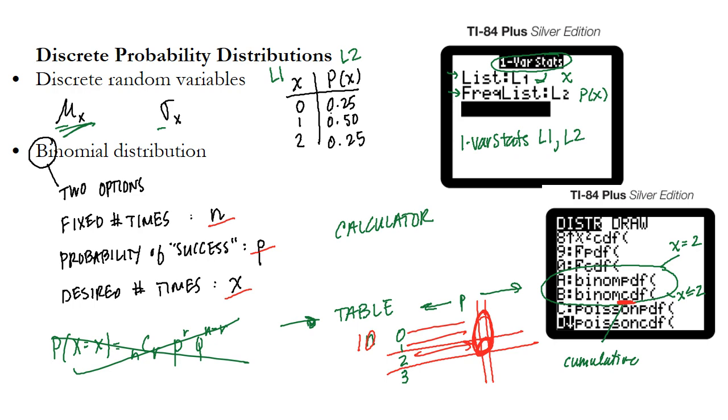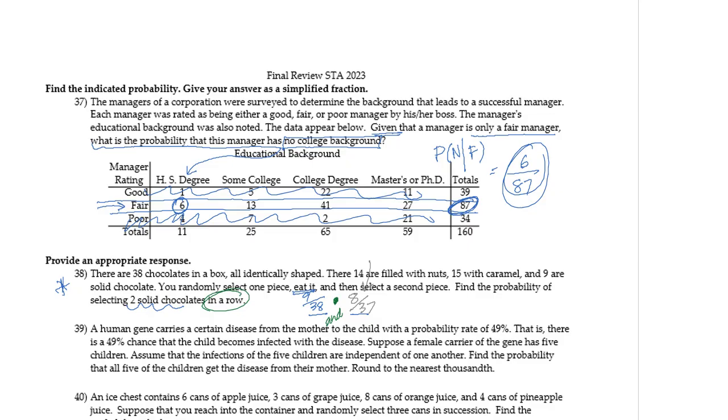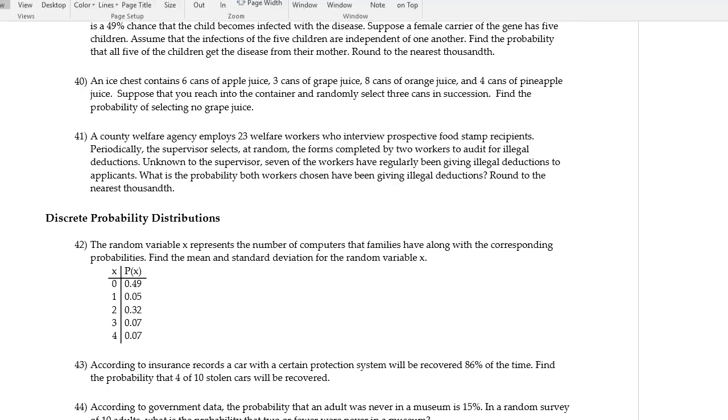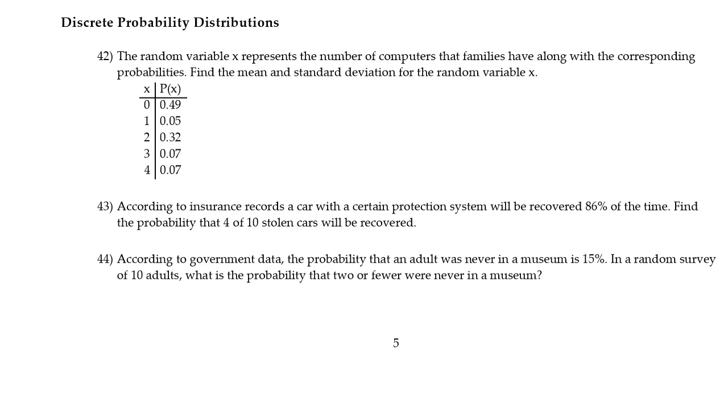So let's look at an example. According to insurance records, a car with a certain protection system will be recovered 86% of the time. Find the probability that 4 of 10 are recovered. So you see it says probability. It doesn't have any kind of flag like it's a normal probability distribution or any of the probability rules, just probability. The outcome is that they are recovered. So the car either comes back or does not come back.